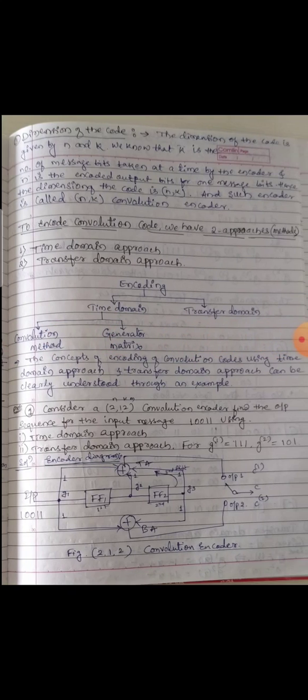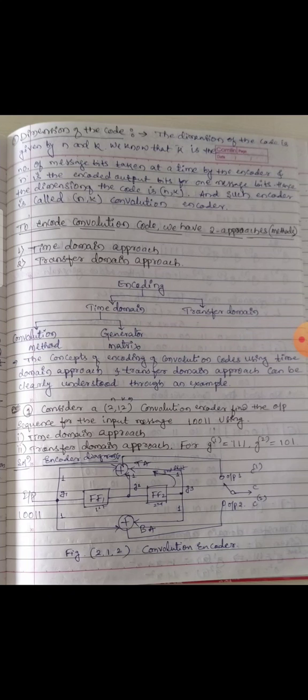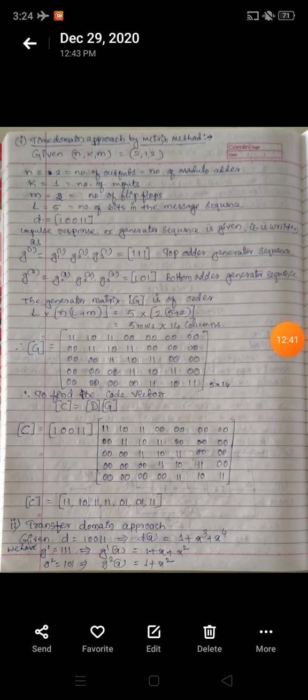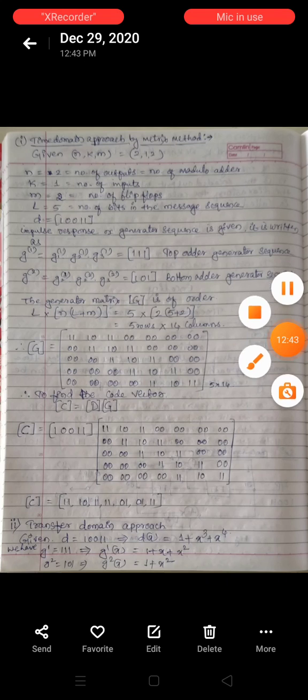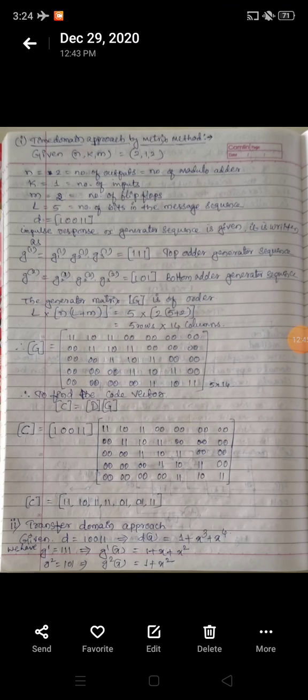First we will see the time domain approach. By which method? There are 2 methods I told here: the convolution method and the generator matrix. Here we are solving using the matrix method, that is the generator matrix. Given here is N K M equal to 2 1 2. N is equal to 2, number of outputs or modulo 2 adders, K is equal to 1, number of inputs, and M is equal to 2, the number of flip flops.